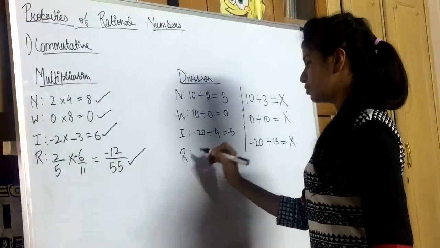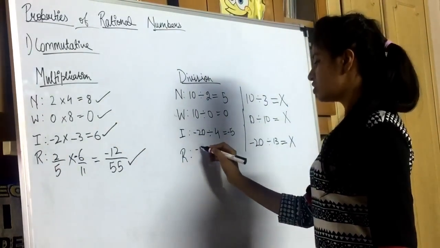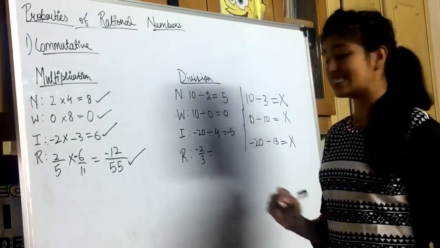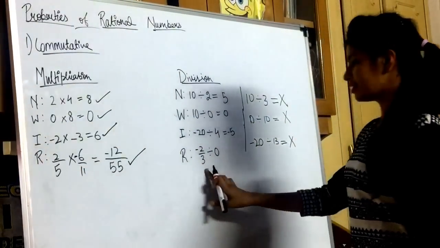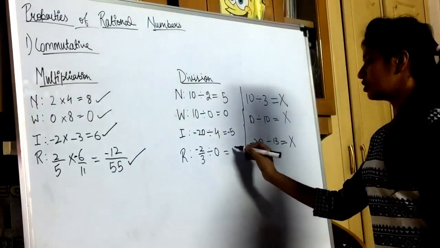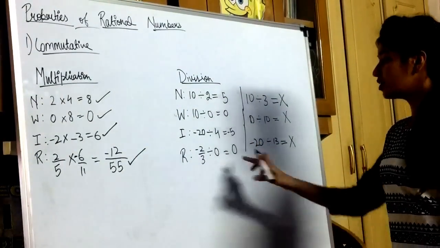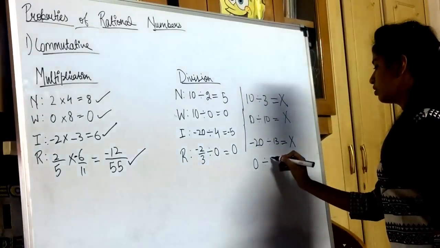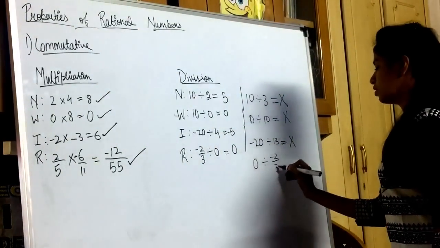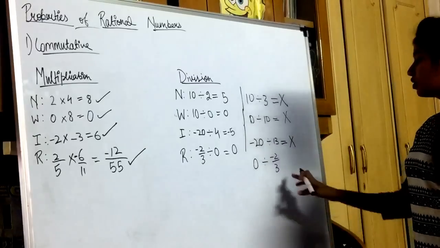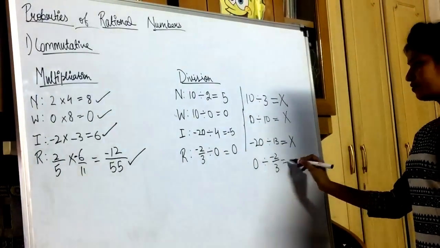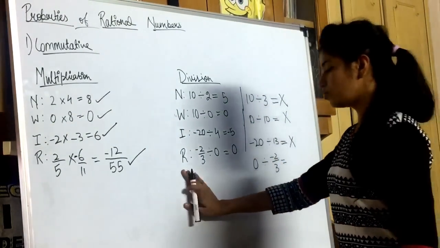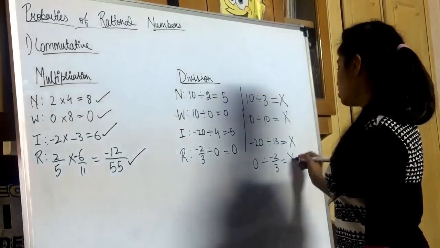Taking it for rational numbers. Say we have a rational number 2 by 3 divided by 0. If we divide this number by 0, the answer which we get is 0. But what if we have these places interchanged, that is 0 divided by minus 2 by 3. When we have such a case, the result is not defined, which does not include a rational number. So the result is not included in rational numbers, therefore it is not commutative.